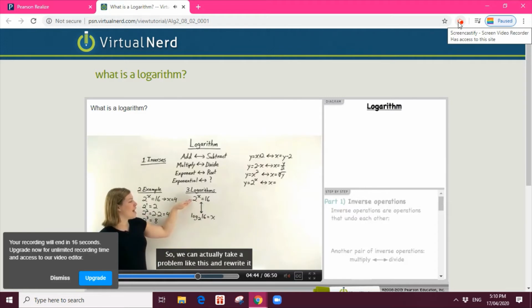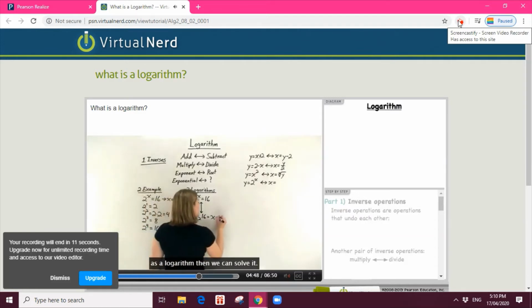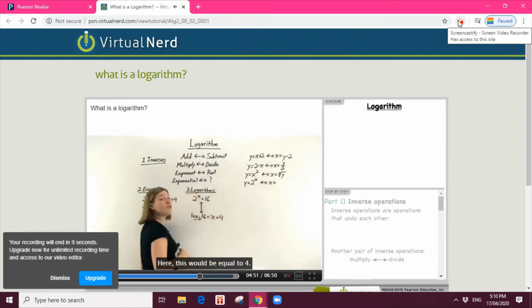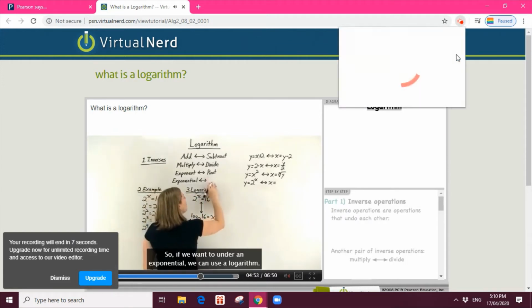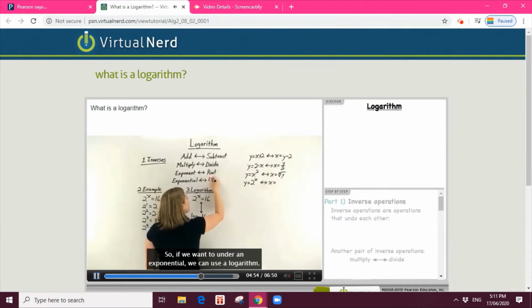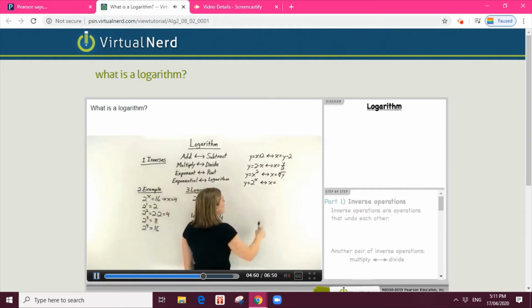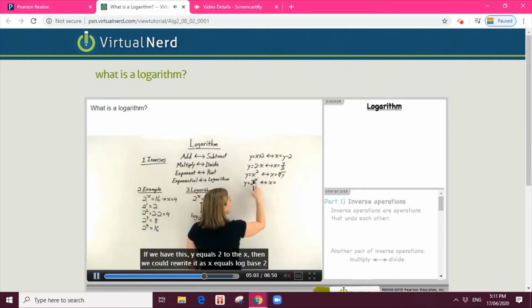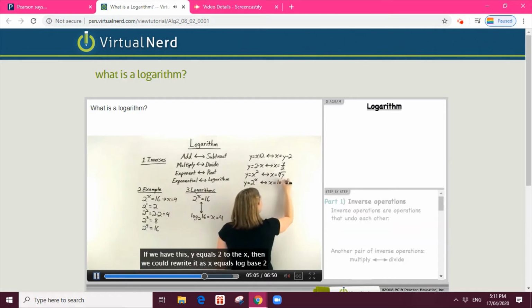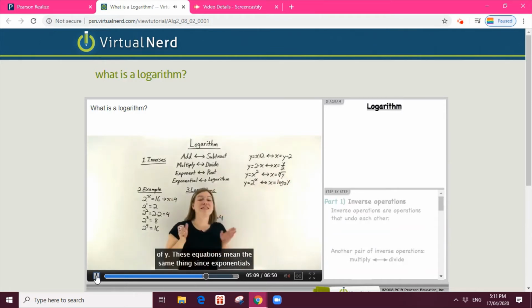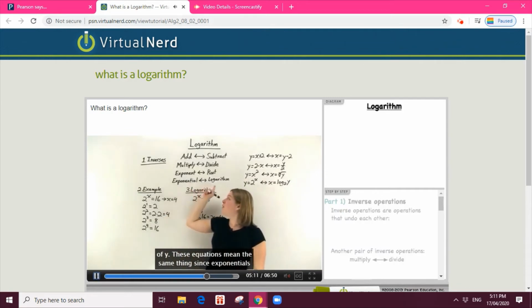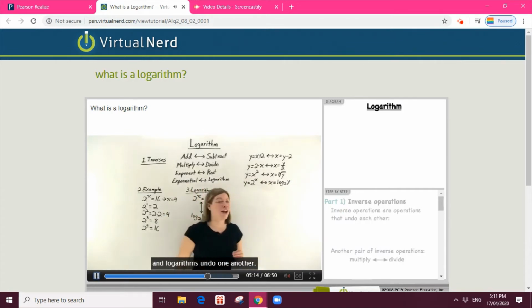So we can actually take a problem like this and rewrite it as a logarithm. Then we can solve it. Here, this would be equal to 4. So if we want to undo an exponential, we can use a logarithm. So those are inverses of each other. If we have this, y equals 2 to the x, then we could rewrite it as x equals log base 2 of y. These equations mean the same thing, since exponentials and logarithms undo one another.